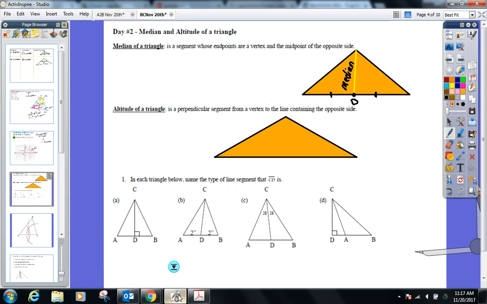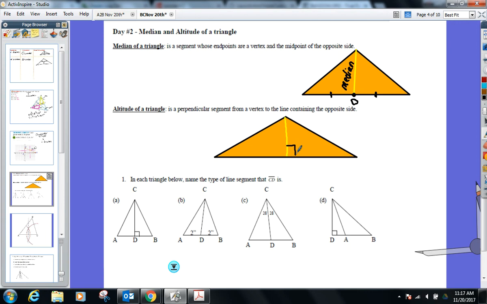Okay, let's move here. Another segment, but it's perpendicular to the opposite side. Does it say anything about going to a midpoint? No. So don't put congruent marks at the bottom because I have no idea if it goes to a midpoint or not. All right, but that is the altitude of a triangle. It's also, just so you know, altitude is another fancy way of saying the height of a triangle. All right, altitude and height go hand in hand.